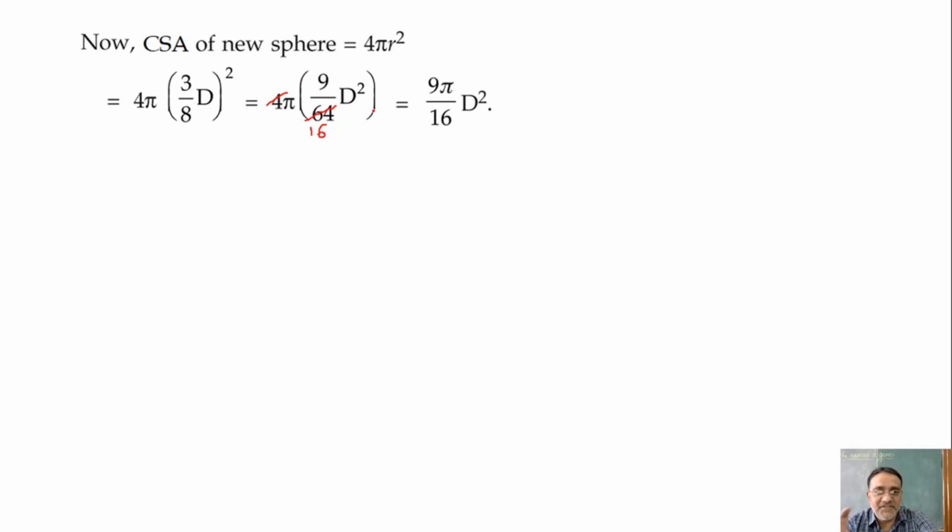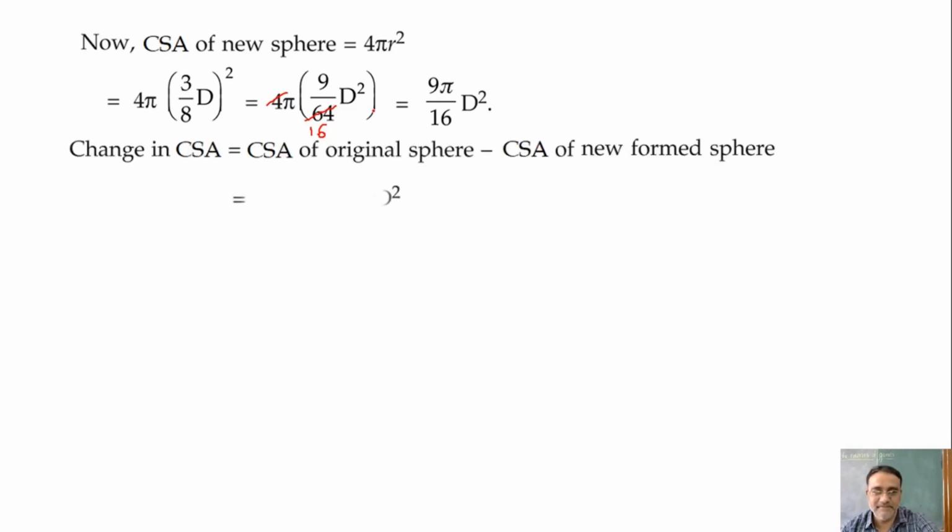अब कितना चेंज हुआ सीन ऐसे में? Change in curved surface area we are going to find. So original minus new करेंगे. Take LCM. If you take LCM, we'll get 16 pi d square upon 16 minus 9 pi d square upon 16. That is 7 by 16 pi d square.